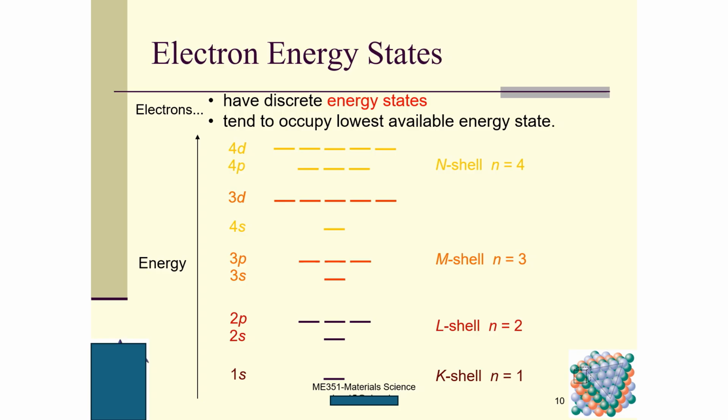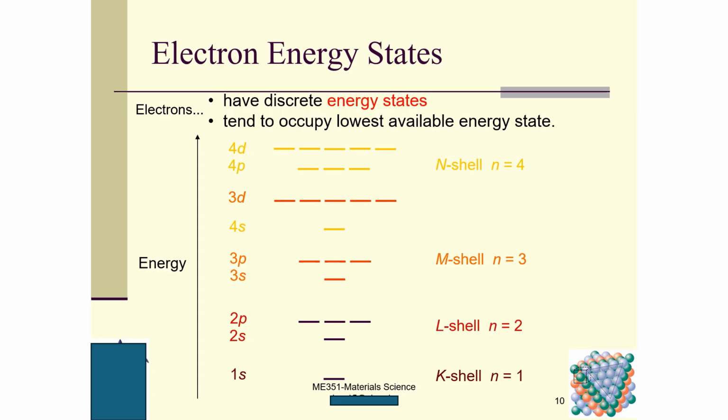Electrons have discrete energy states, and electrons tend to occupy the lowest available energy state. This is understandable because we have learned that each system has a tendency to remain at the lowest energy level, because the lowest energy level is the most stable state.